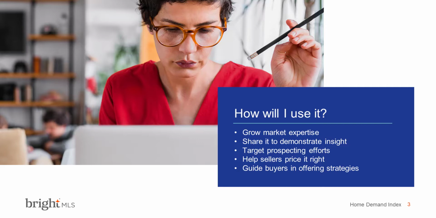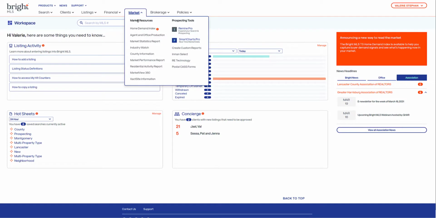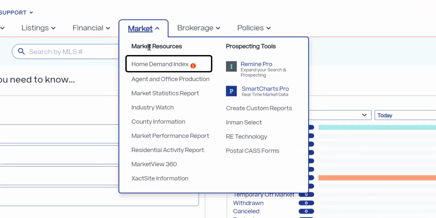The question is really, how will you use it to drive your business forward? We're going to dig into where you may use various aspects of the report and suggested use cases as we continue. So enough overview, let's jump into the index itself. The index is housed under the Market menu, under the Market Resources section, Home Demand Index.